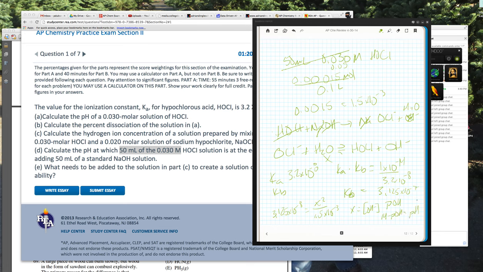So that question, A, B, and C were relatively easy, and D suddenly was super convoluted.